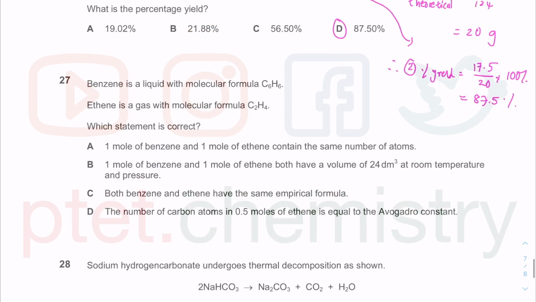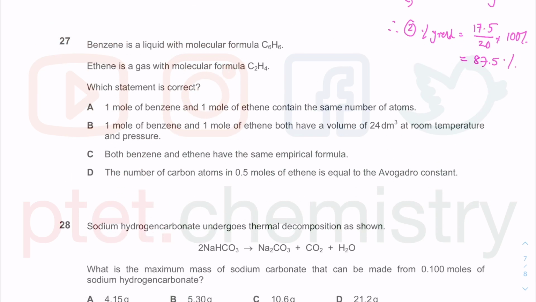All right, 27. So benzene is a liquid. If you have never heard of benzene, you don't really have to, because it's given in the question. Benzene is a liquid. Ethene is a gas. The molecular formula is like that. We are asked to compare something about atoms. So 1 mole of benzene and 1 mole of ethene, same number of atoms? This is very important.